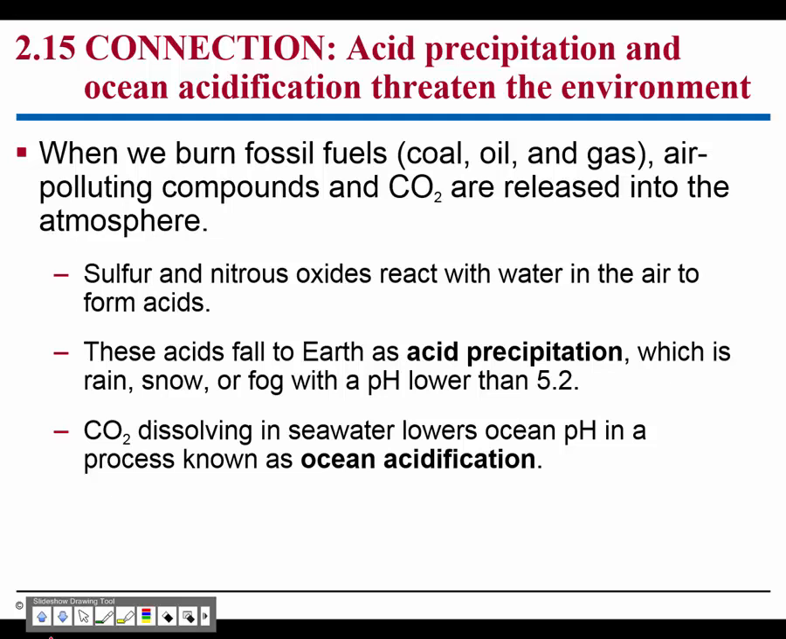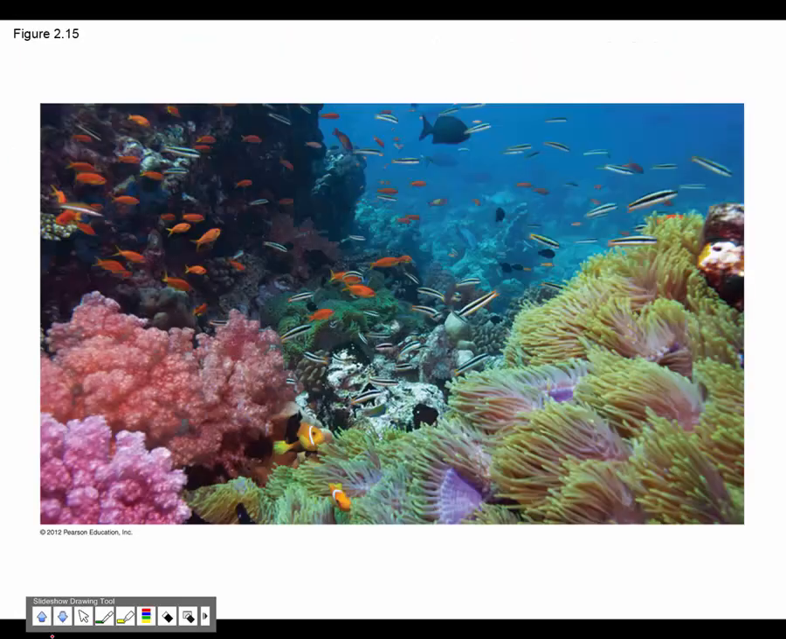And so the ocean will also absorb a lot of that CO2, which lowers the pH, because remember, seawater is basic. And so they call that ocean acidification. And so this is kind of how we get our acid rains.